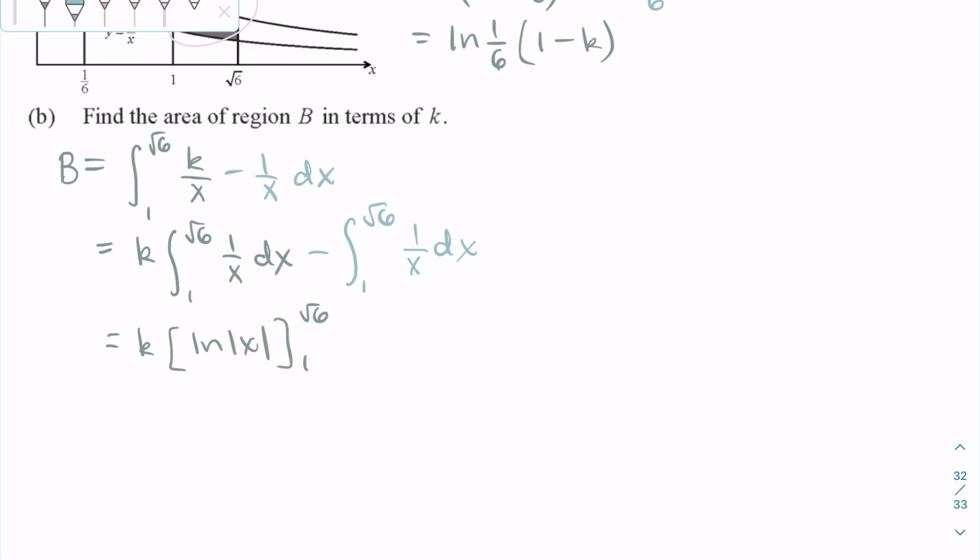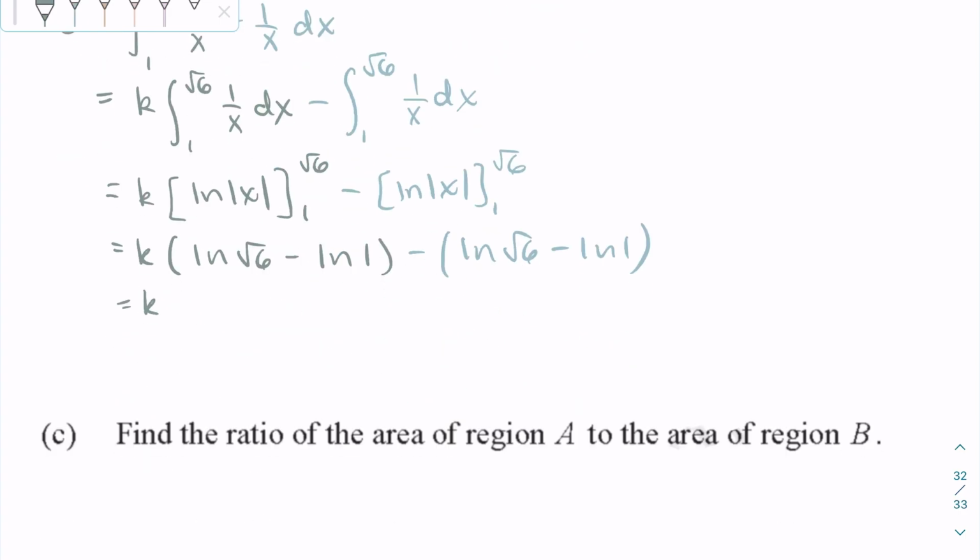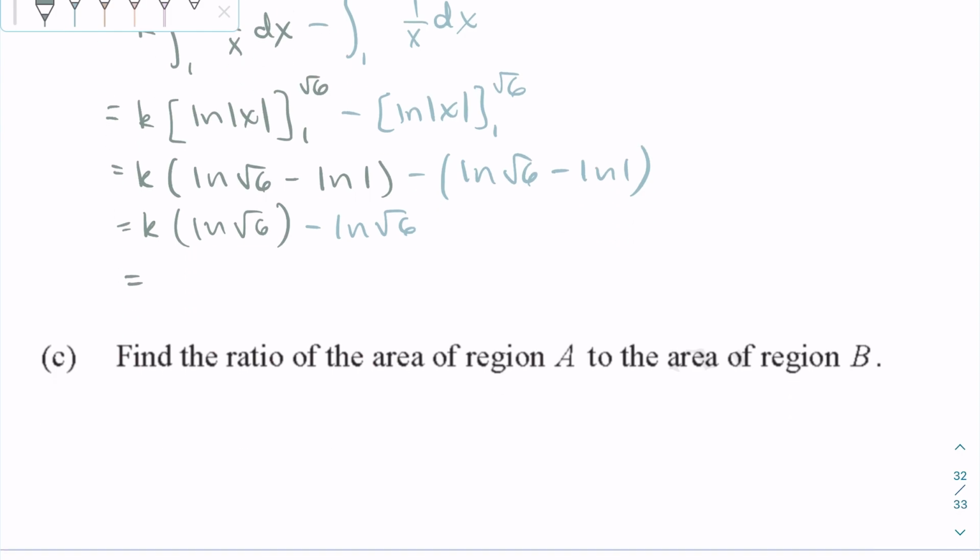We integrate in a similar principle like we did in part A. We take ln square root of 6 out of the parentheses, and we're left with ln square root of 6 times k minus 1.